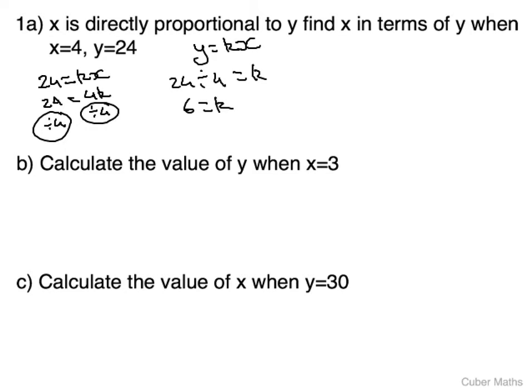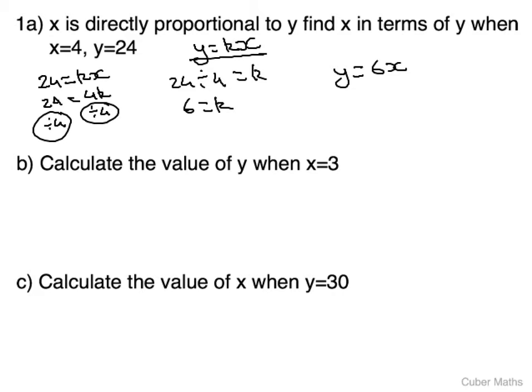But it says write y in terms of x, not just what k is, so we need to put that back into the original generic formula we had, y is equal to kx. So y is equal to 6x, and that's our formula for x in terms of y when they're directly proportional to each other. Now if we look to the second part of our question, it says calculate the value of y when x is 3.